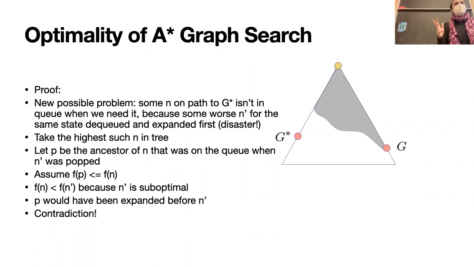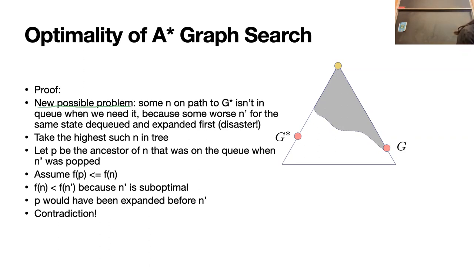Did you see the proof of A star tree search in the last lecture? Yeah, cool. So it's a very similar idea. What we saw before was that A star search with an admissible heuristic, which is always underestimating the cost, is going to be optimal for tree search. So what do we need for graph search? We basically need to rule out a new possible problem. Again, we are going to do this by contradiction.